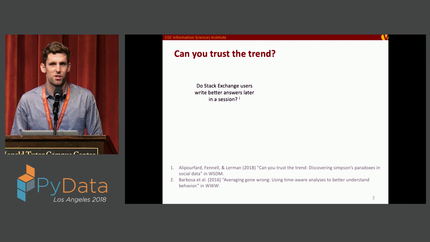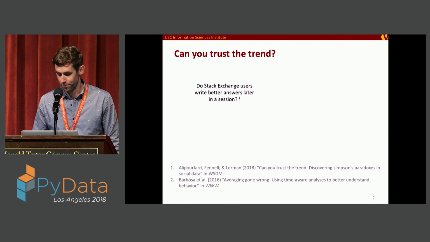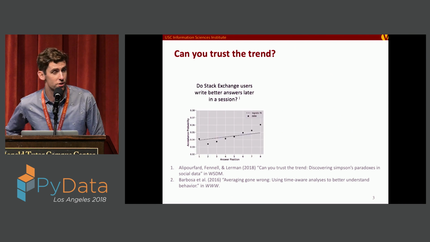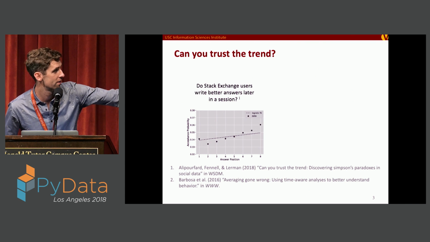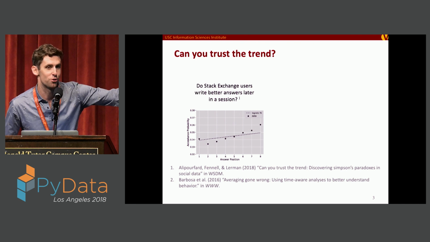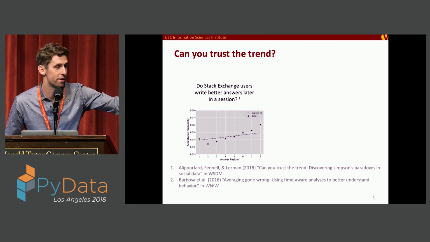Who thinks my answers get better over time as I answer more questions? Okay, some people. Who thinks they get worse? Maybe I get fatigued. Okay. So on average, answers get better. Here on the x-axis, we have answer position within a session, and on the y-axis, acceptance probability. The trend is increasing. So as you go on throughout your session, your answers get better.